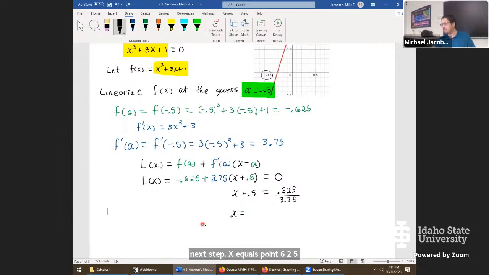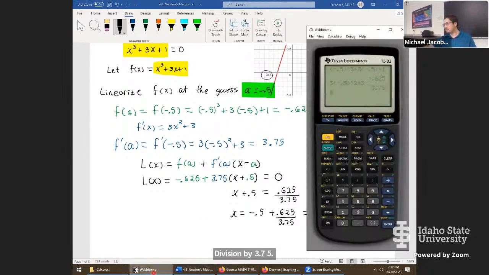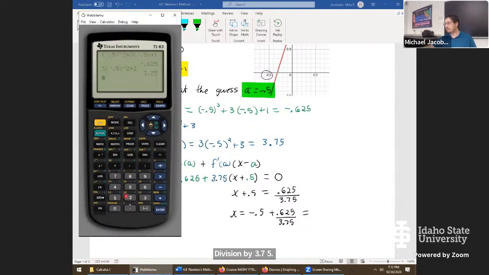Actually, I want to write this slightly different. Minus 0.5, there we go. Plus 0.625 division by 3.75. So now we just about have a value out. Negative 0.5 plus 0.625 divided by 3.75 gives us this value right here. This is our approximate solution.